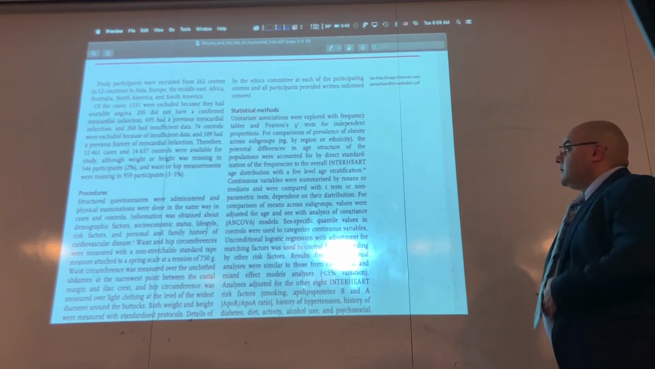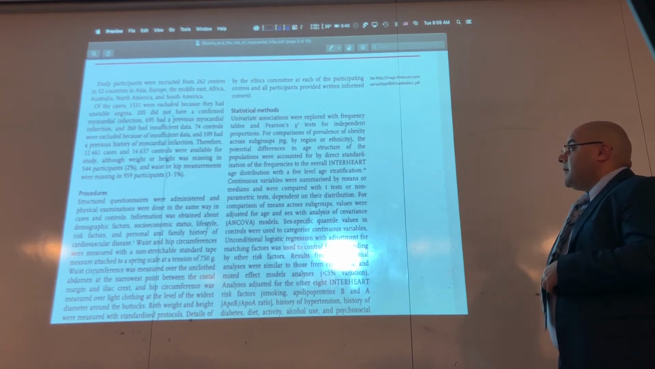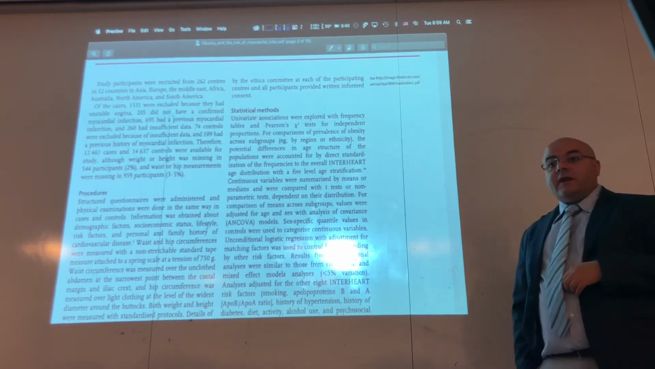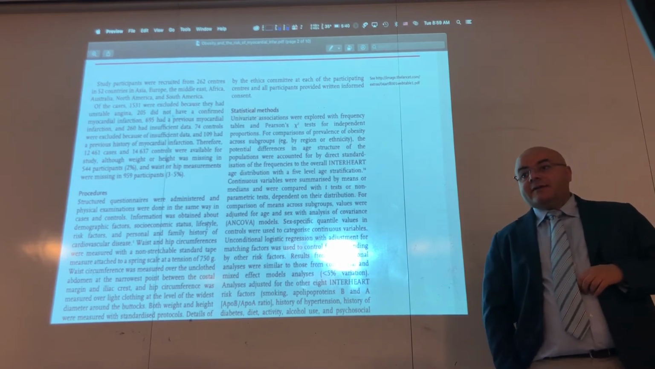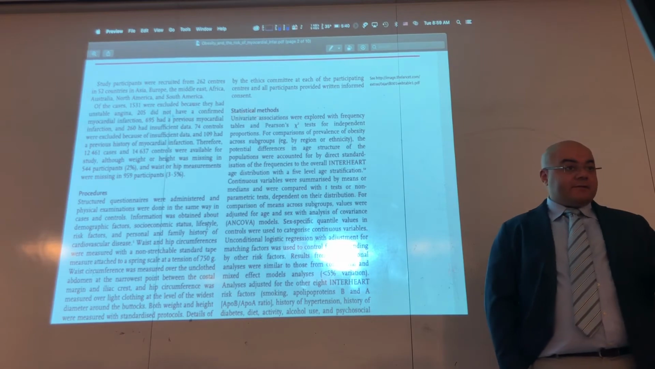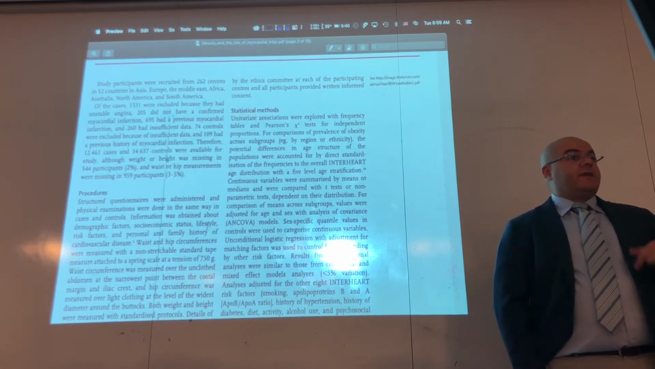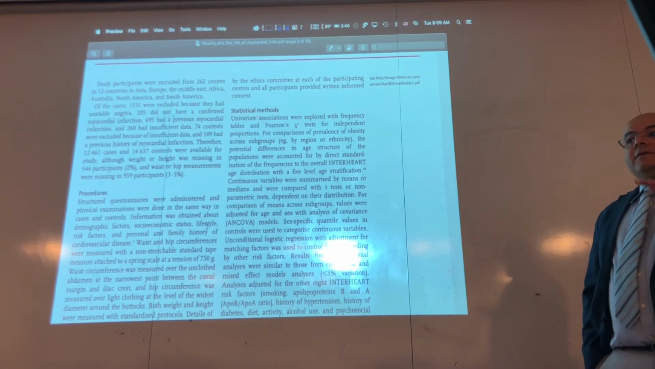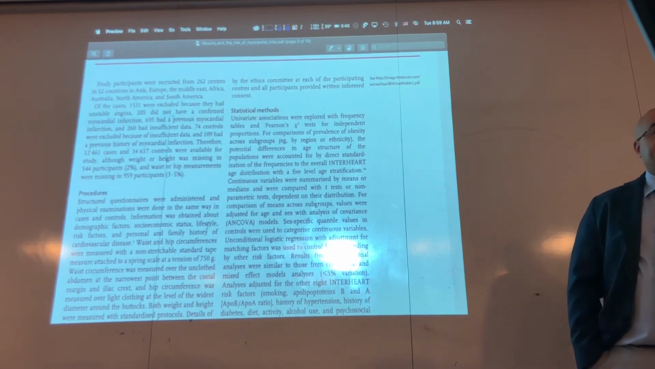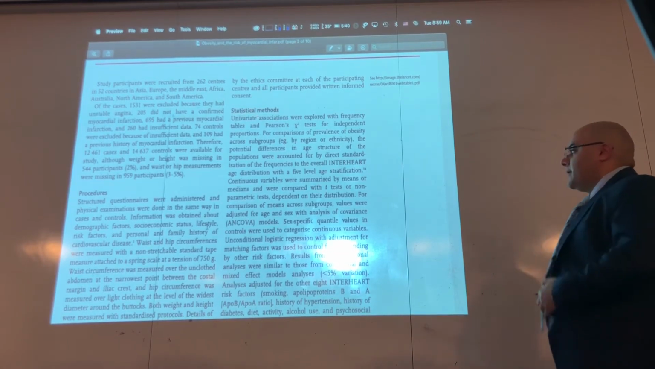And then continuous variables were summarized by means and medians. So note, it's all basics. Summarizing categorical variables, continuous variables. I am going over this because these are things you should already know from previous years. How to summarize them.